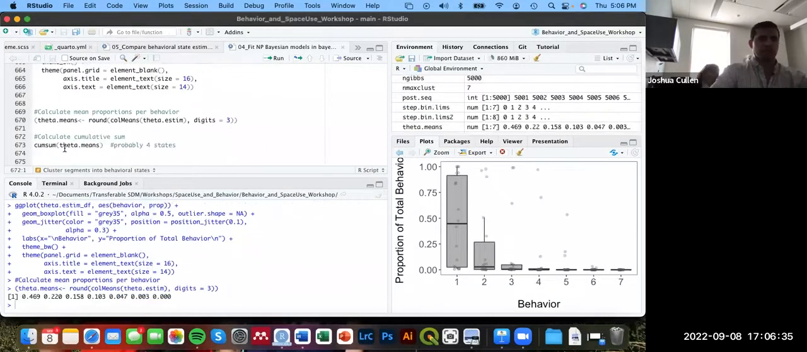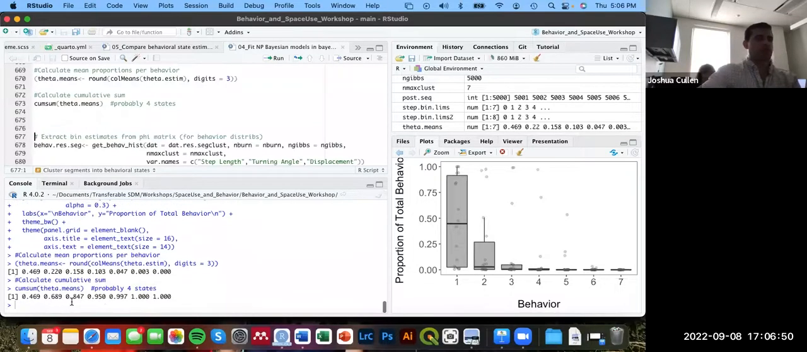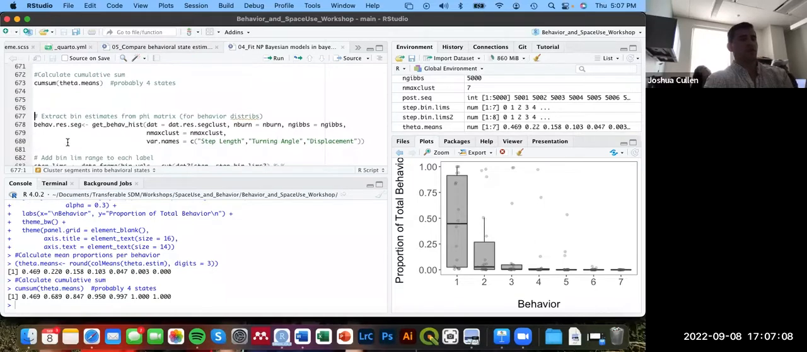If we calculate the values for each of these, the average proportions, we see it's 47% roughly for state 1, 22% for state 2, etc. And taking the cumulative sum we only crossed that 90% threshold after 4 states here, where it jumps from 85 to 95%. So it's possible or probable that there's about 4 states present in this data set based on these segments that we created and fed the model.